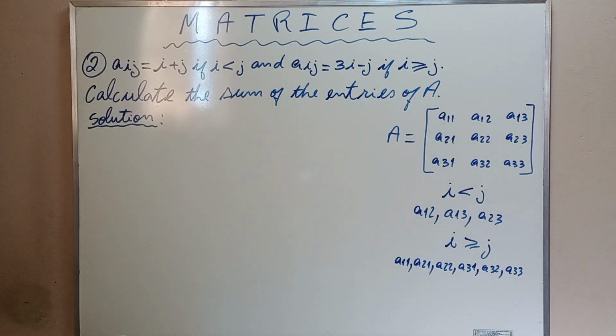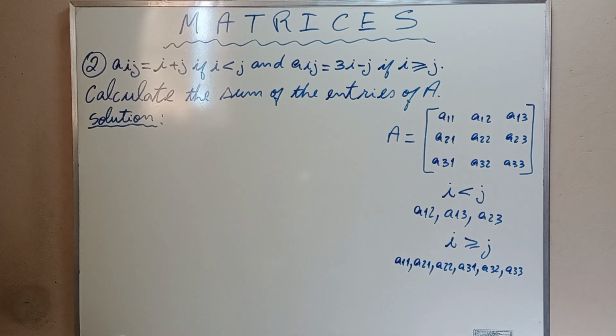Exercise number 2 says, let A be a 3 by 3 matrix in which Aij is equal to i plus j if i is less than j, and Aij is equal to 3i minus j if i is greater than or equal to j. Then the question, calculate the sum of the entries of A. Alright, my friends, this is the exercise. Let's go to the solution.